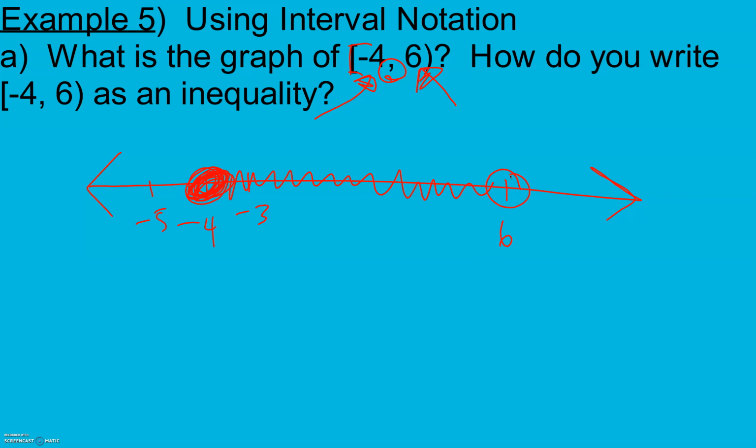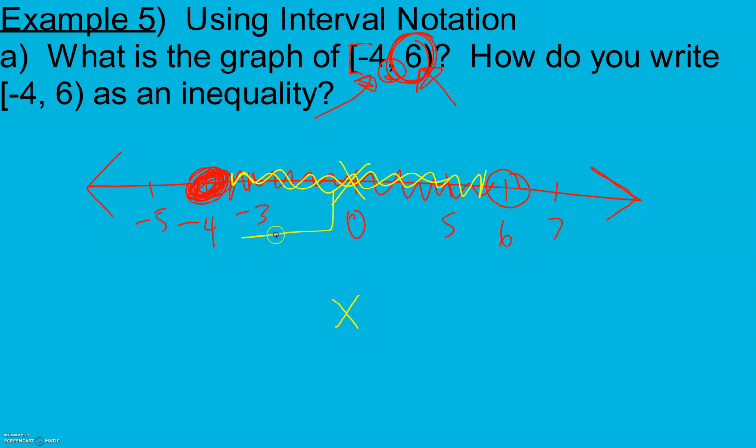I'm going to put a circle at 6. That circle is going to stay open because of my parenthesis there. So my graph looks just like that. Now to put this as an inequality, keep in mind that my x is my shading in between. That's my variable. That's all of my answers.